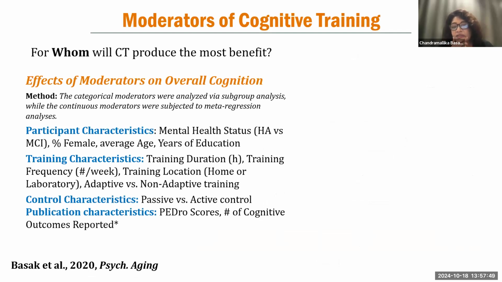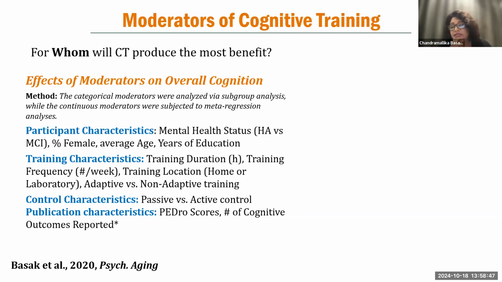So for whom will cognitive training produce the most benefit? We did this moderator analysis. We looked at categorical moderators that were analyzed via subgroup analysis, and the continuous moderators were subjected to meta-regression analysis. We looked at these particular characteristics. We wanted to look at the participant characteristics. I already showed you the results of mental health status, healthy aging versus MCI. We wanted to look at percent female in the study, average age, given that age is the most significant risk factor, years of education. We also looked at training characteristics, training duration, training frequency. Where are you training, at home versus laboratory? Because there have been questions about the validity of at-home training, adaptive versus non-adaptive training, because of gamification, is it really needed in terms of training related benefits? Those kind of questions can be answered by looking at these meta-analyses.